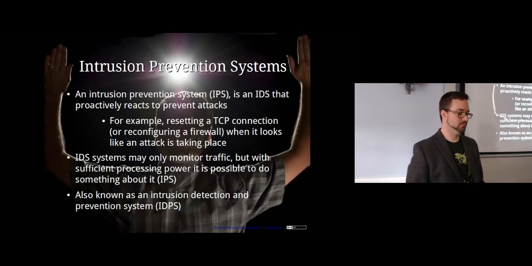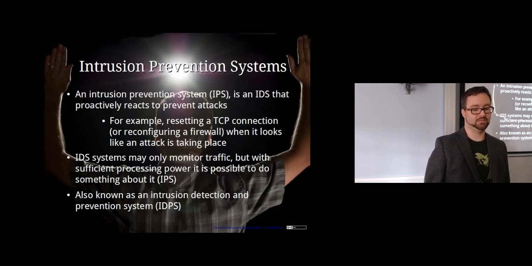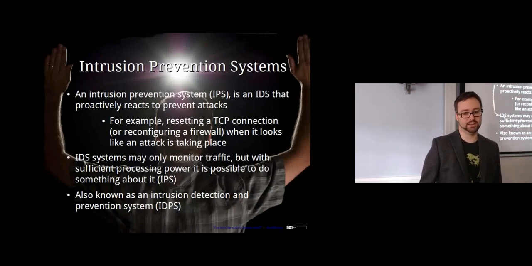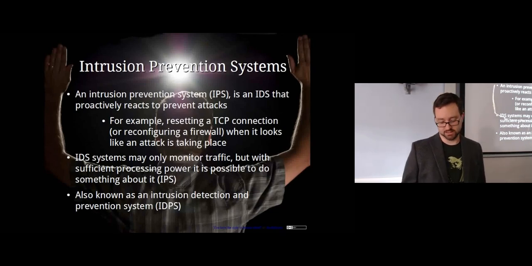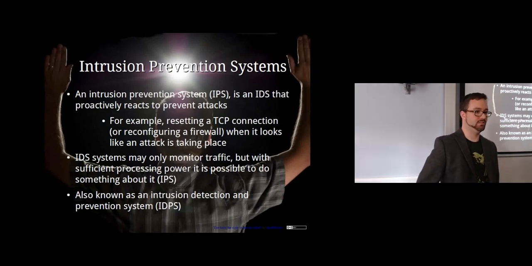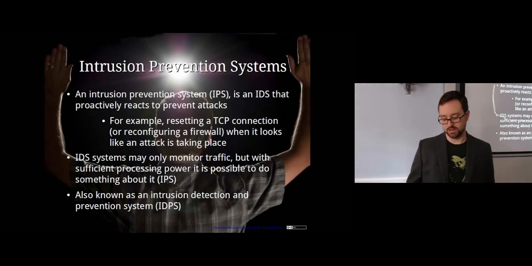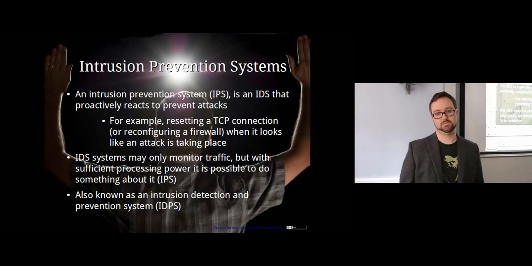So it can actually do something about it. Also known as an intrusion detection and prevention system, because obviously it needs to detect it before it can prevent it. And it does mean that you need to design your network a bit differently, and it requires more resources because it needs to be real time, so that it can filter the network traffic, as opposed to an IDS, which doesn't matter if it's got a bit of lag. You don't need to necessarily have as many resources.